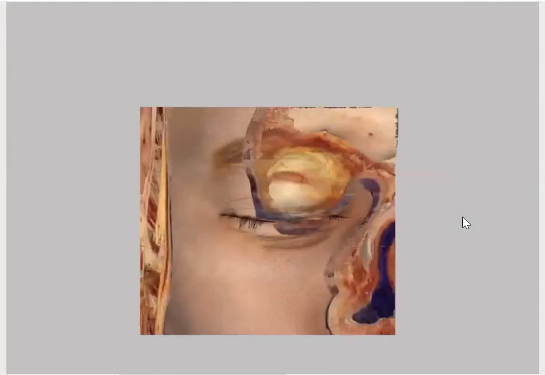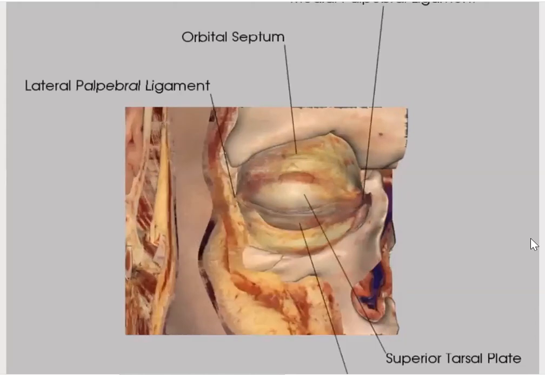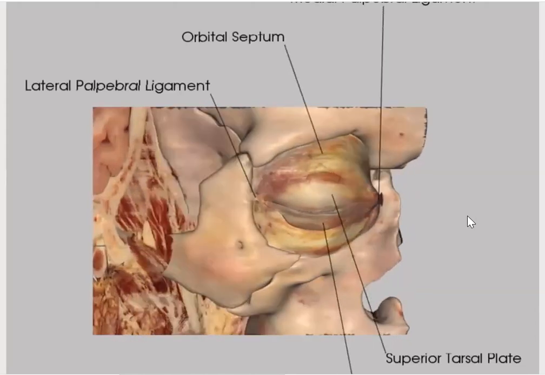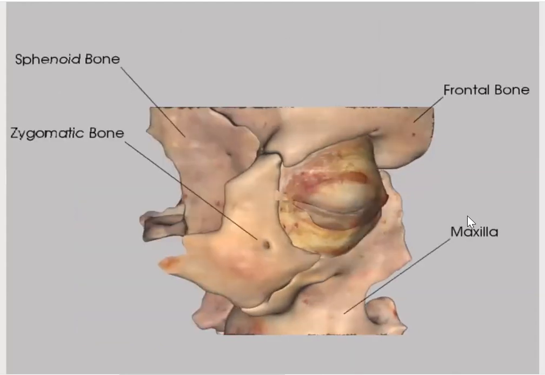Here's another view that looks more closely at the muscles. So again, looking at some of the bones and where they fit, we've got the frontal bone, we've got the zygomatic bone, and we've got the maxilla. These are the three bones that are really coming together to form the orbit of the eye.